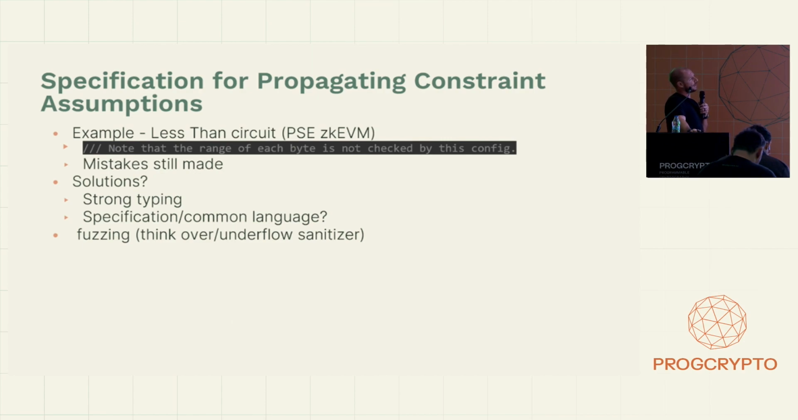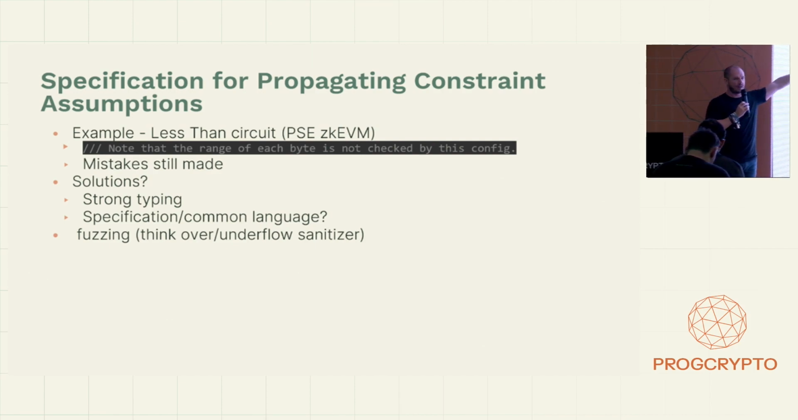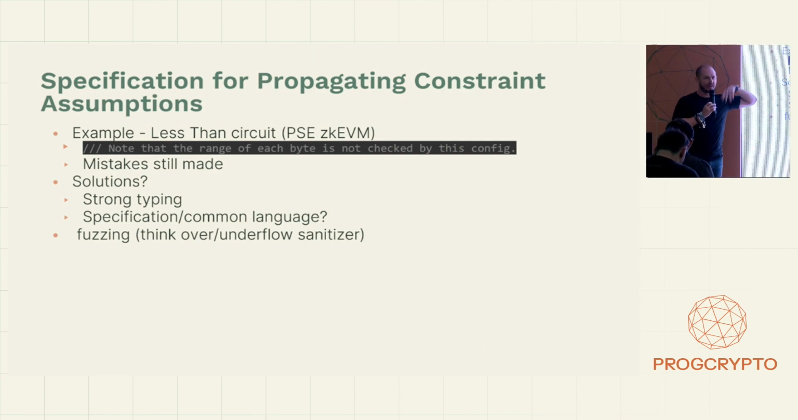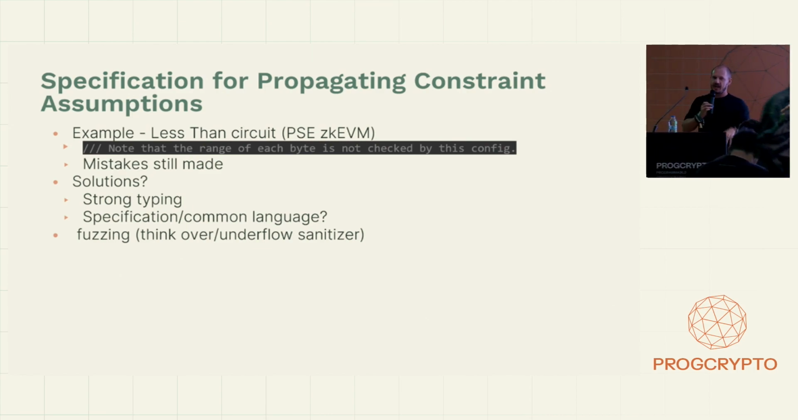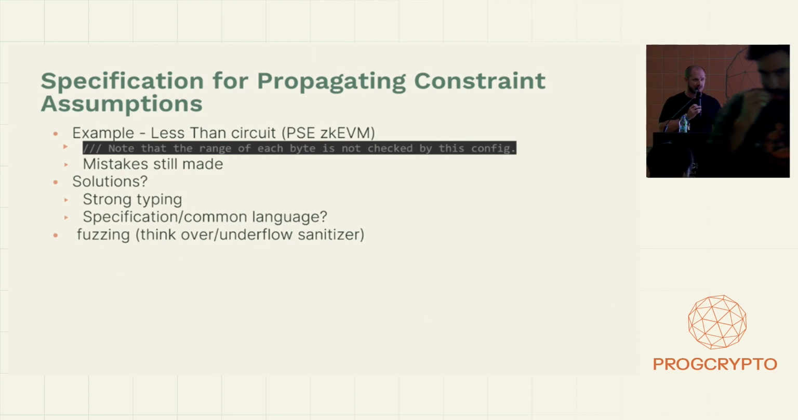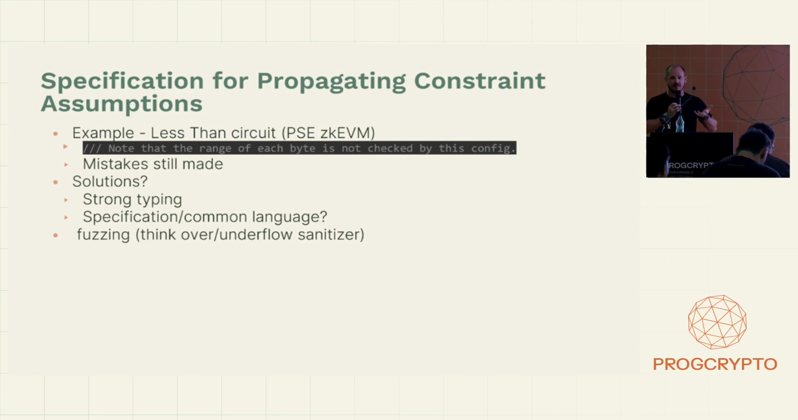Specification for propagating constraint assumptions. Remember this particular one in the shift left circuit. It said this right here, but then somebody used it incorrectly. We could actually have some sort of strong typing that would know that the next circuit that used it would be like, hey, this thing only is supposed to take a byte, and you're giving it 32 bytes. Are you sure you want to do that? That kind of thing, or just not compile at all. So that would be strong typing.